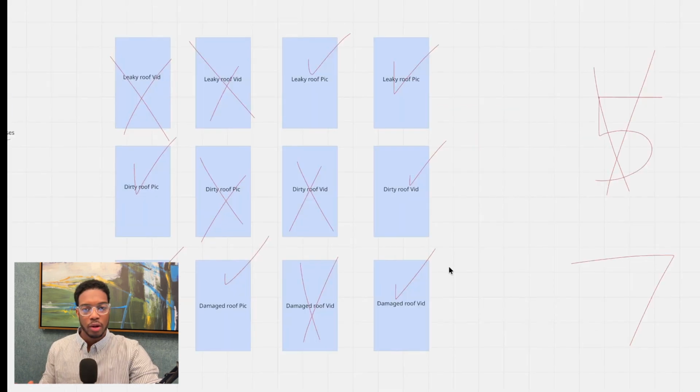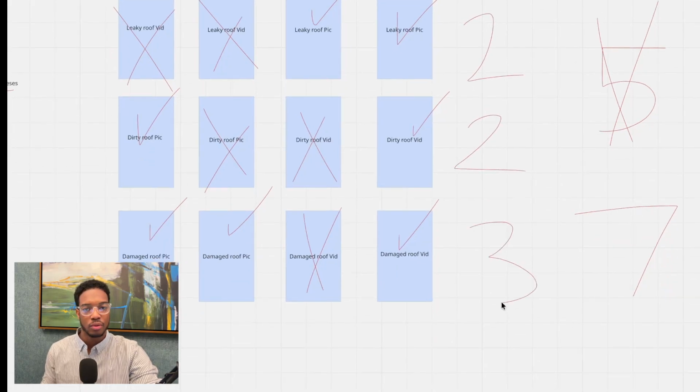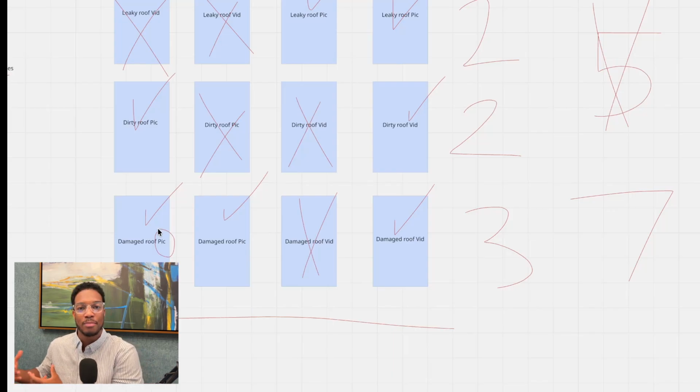So another thing we can notice from this is that we have 2 leaky roof ads, we have 2 dirty roof ads, and we have 3 damaged roof ads. So what this tells us is that everything was decent, but clearly damaged roof ads work better within our industry, within our target audience. They prefer the damaged roof pain point. So now we know that the damaged roof pain point angle works the best for us, and also picture angles work the best for us. So in the future, we're going to generate a lot more damaged roof content and a lot more picture content and a lot more damaged roof picture content.